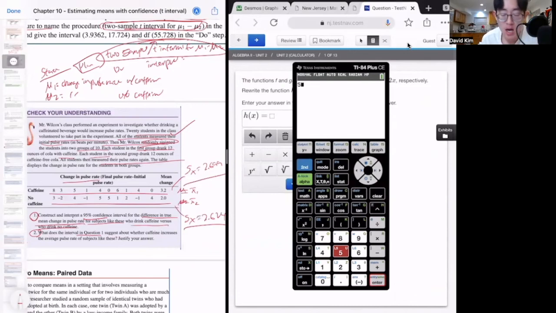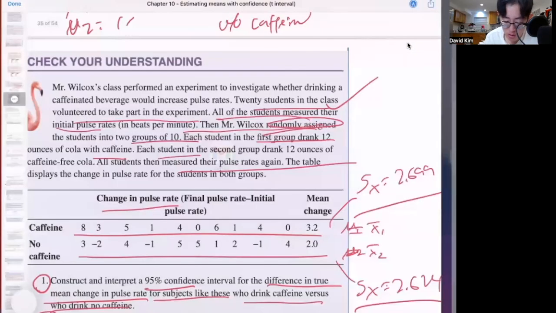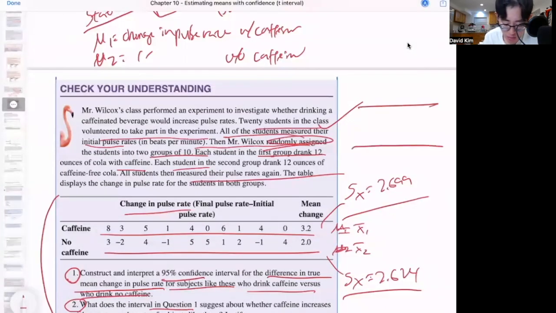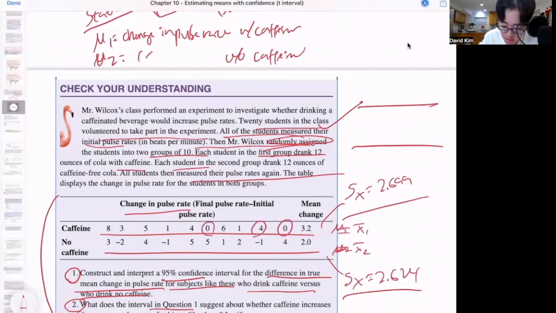So assume independence. And the last one is, do we have a big enough sample size? Well, no. So that means that we need to check for normality there. So for caffeine, we have 0 twice, 1 twice, 4, 5, 6, so 3, 4, 5, 6 in the middle, and then we have 8. So it's a little bit of a skewed distribution towards the right-hand side, because there's a lot more people on the left, or maybe I'm not really plotting this correctly.